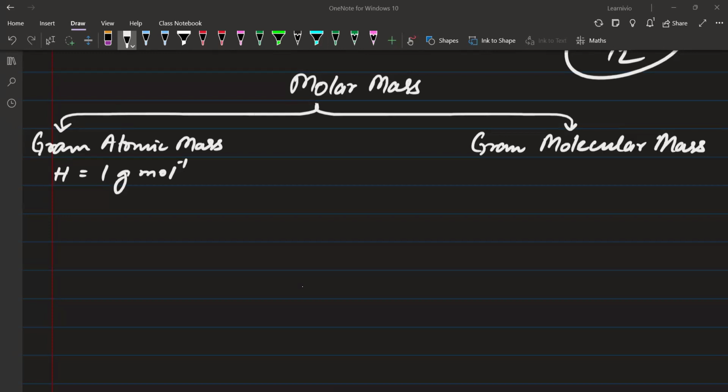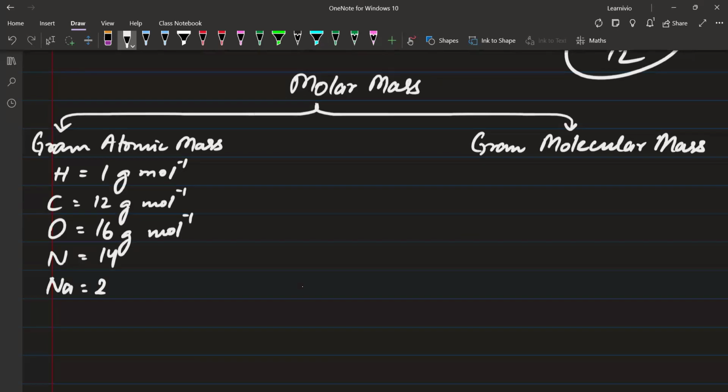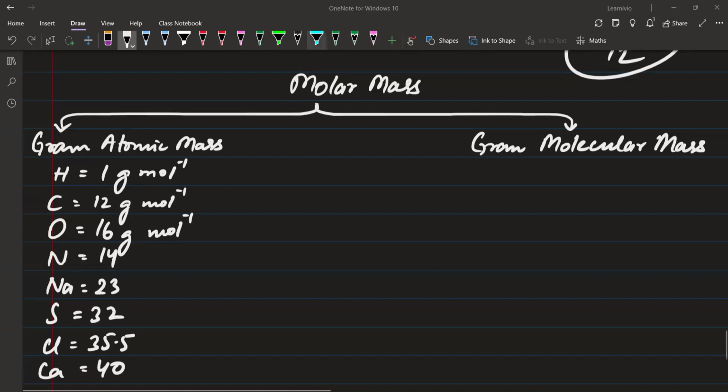Okay, so I am writing a few things. Here we write carbon, it is equal to 12 grams per mole. Then you have oxygen, that is equal to 16 grams per mole. After this, I will be writing the numbers. Nitrogen is equal to 14. Sodium is equal to 23. Sulfur is equal to 32. Chlorine is equal to 35.5. And calcium is equal to 40. Okay? Raise your hand once again.